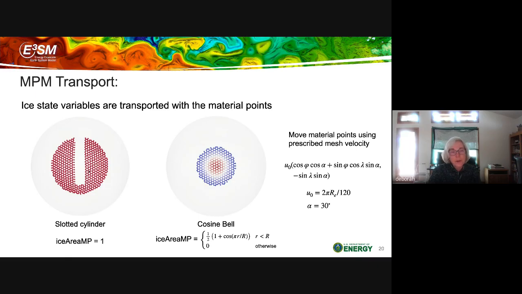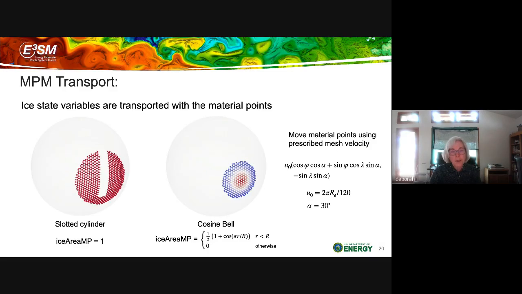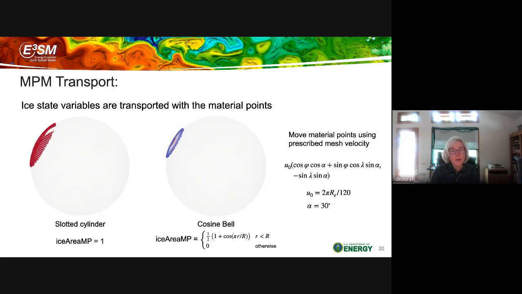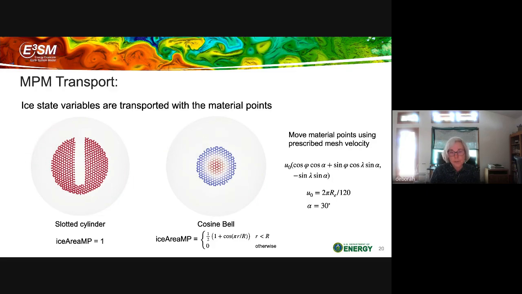For example, if you're just rotating around the equator, points on the equator have further distance to move than points off the equator. So you have to adjust the velocity in order to keep the shape constant. And so here we're moving at a 30-degree angle to the mesh, and you can see the transport is essentially exact.